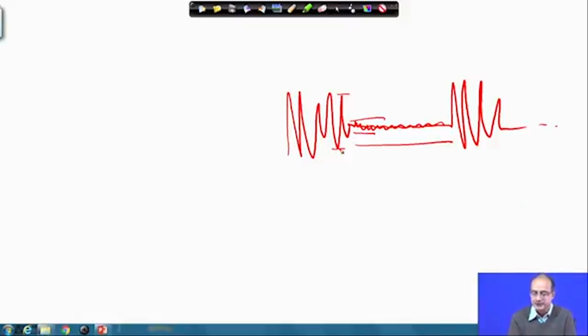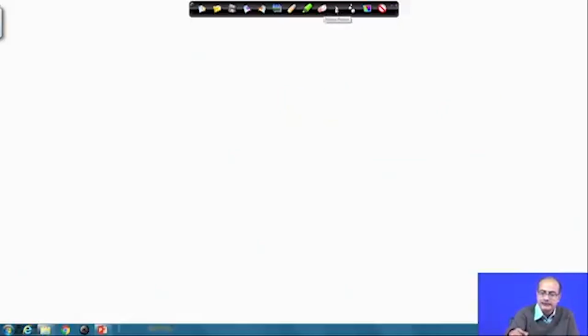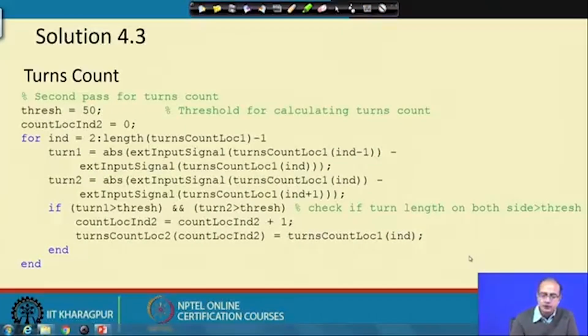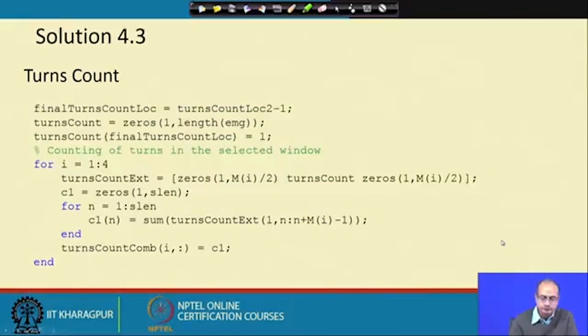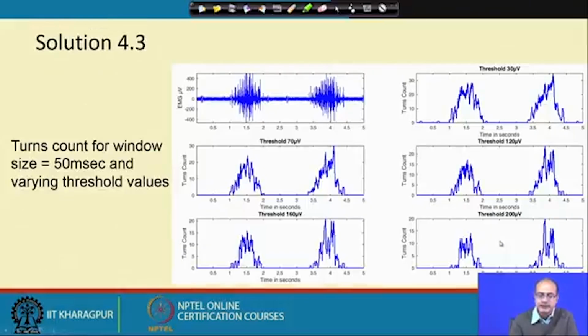So, the threshold should be selected like that, so that we can avoid that noise, not only in this portion where no signal activity is there, but those noises are there also in this period, and there also they will give us false turns count. We would like to avoid that. That is the intention of this threshold, and we are taking only those which have that amount of difference on both sides. If not, we simply throw them out, and at the final stage we get that output.